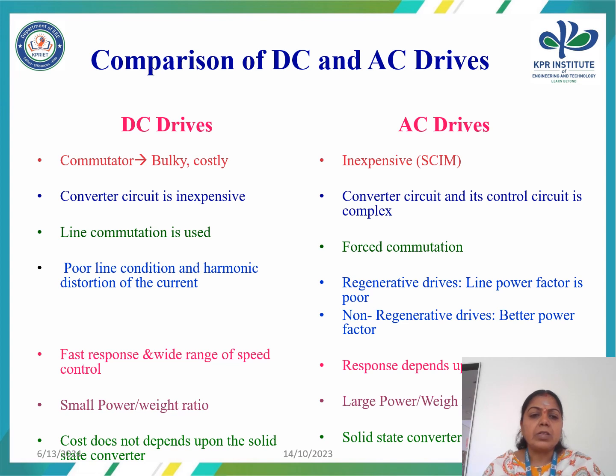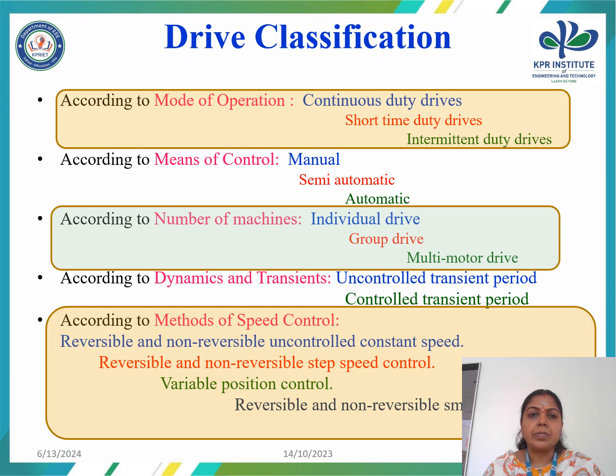In a DC drive: fast response and wide range of speed control, small power by weight ratio. Cost does not depend upon the solid state converters, whereas in an AC drive, response depends upon the speed control. They have a large power by weight ratio. It depends on the solid state converters.